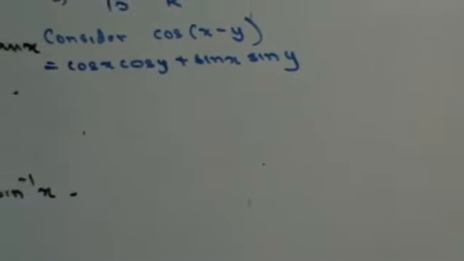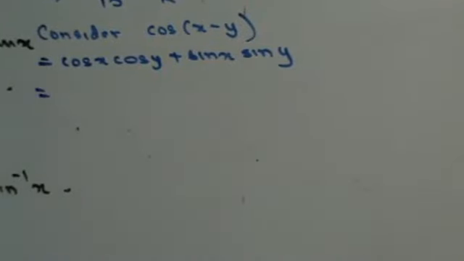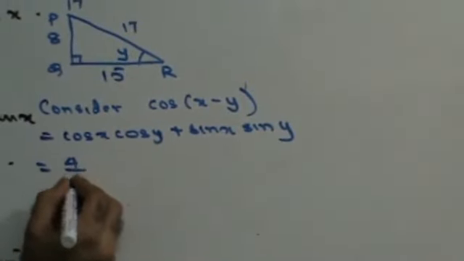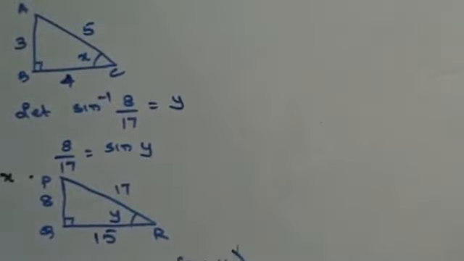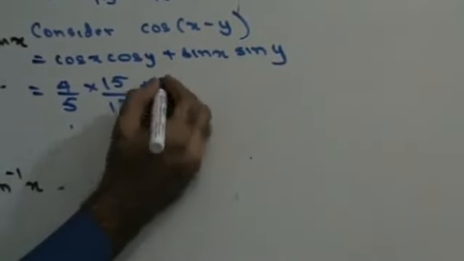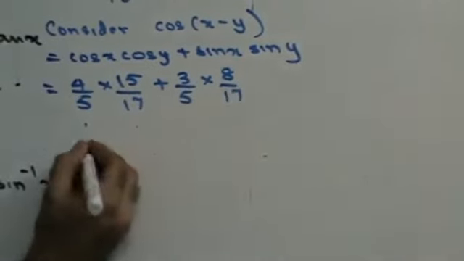Right? Cos(a minus b) is cos a cos b plus sine a sine b. Cos x, guys, look at the right angle triangle. Cos x is going to be nothing but 4 by 5. Cos y is going to be nothing but 15 by 17, plus sine x. Sine x we already know is 3 by 5. Sine y is 8 by 17.